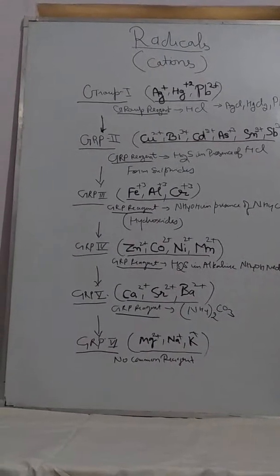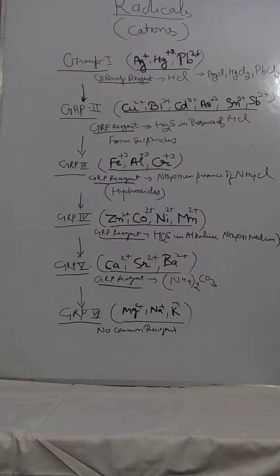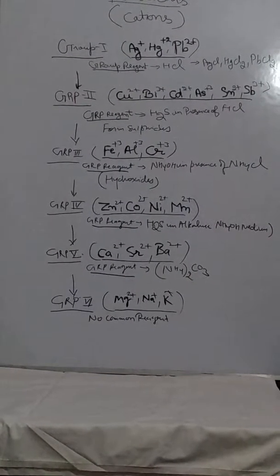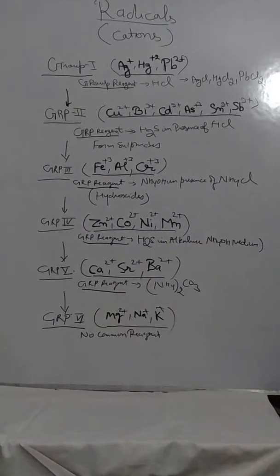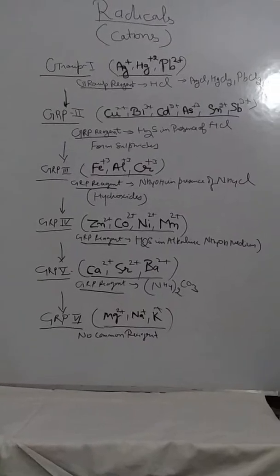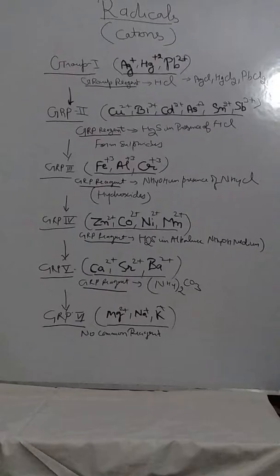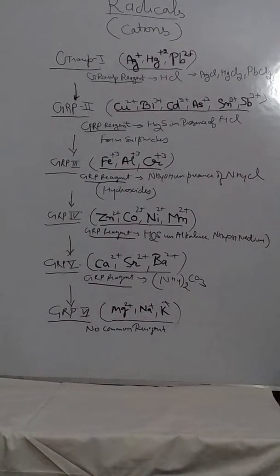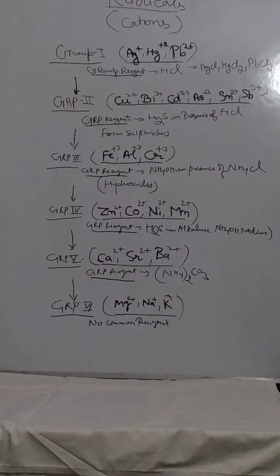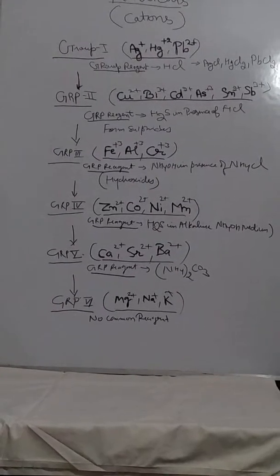Today we are going to discuss radical detection in an inorganic mixture. We have two types of radicals, that is anionic radicals and cationic radicals. For anionic radicals, it is very easy to find them because we have only two groups, that are the dilute sulfuric acid group and the concentrated sulfuric acid group. For these radicals, we just have to put them in contact with dilute H2SO4 and concentrated H2SO4, and with the observation we have to go for the confirmatory tests.